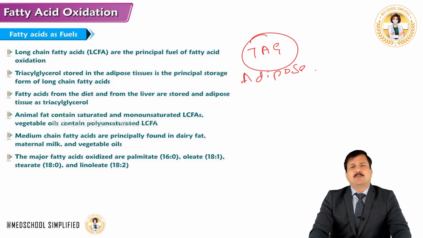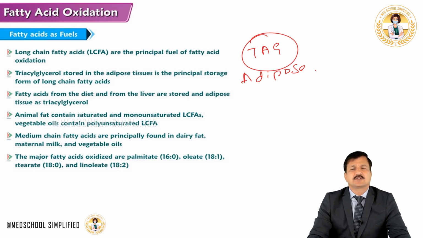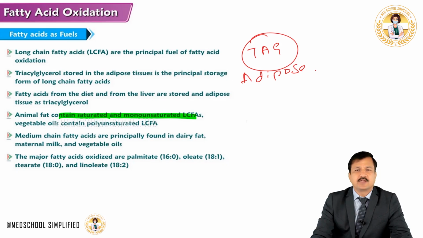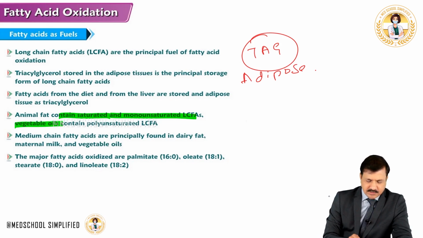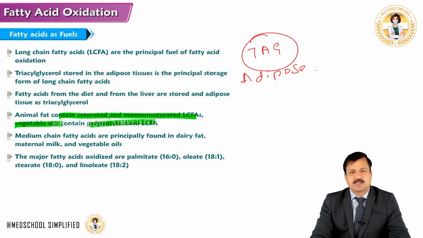Now, see the type of fatty acids that are found in the adipose tissue attached to the triacylglycerol depends on the dietary source of our lipids. So, animal fat generally contains long chain fatty acids which are saturated, and also we will see some monounsaturated fatty acid. Whereas a plant source, that is vegetable oils, usually contain polyunsaturated fatty acid.